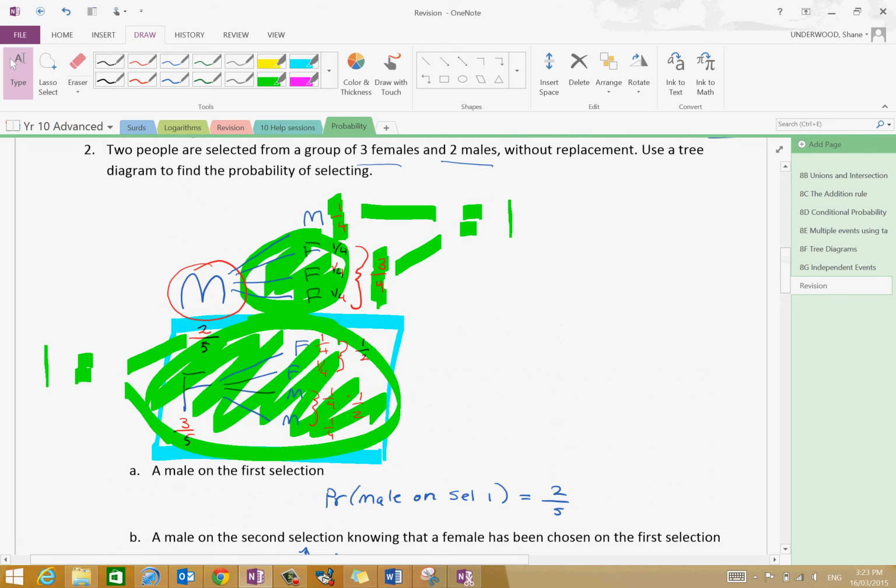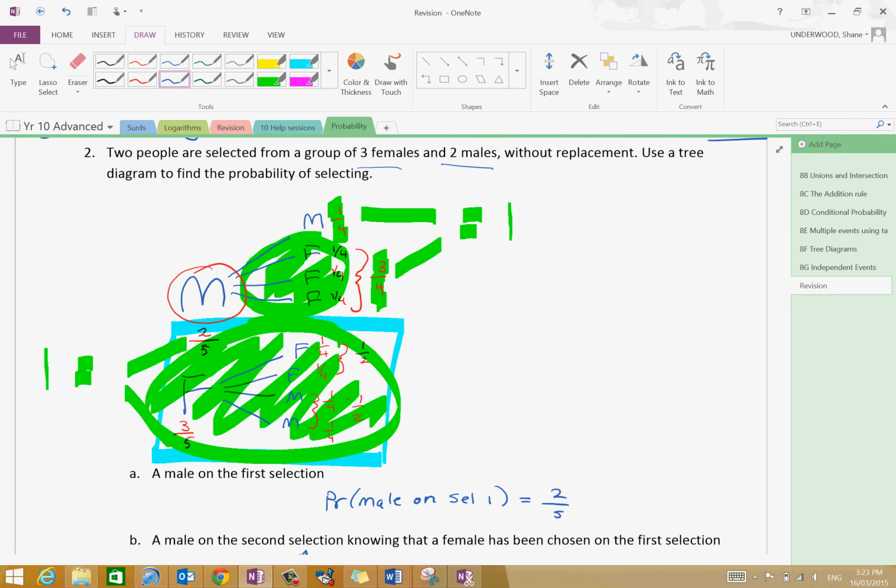So, let's do it here. To get 1 male, the probability of getting 1 male is equal to the individual probabilities added together. So we can go this way. We can go 2/5 times 1/4. Oh, no, we can't do that because that's a male. So that's 2 males. 2/5 times 1/4. Okay, now how many of those have we got? We've got 3 of them.